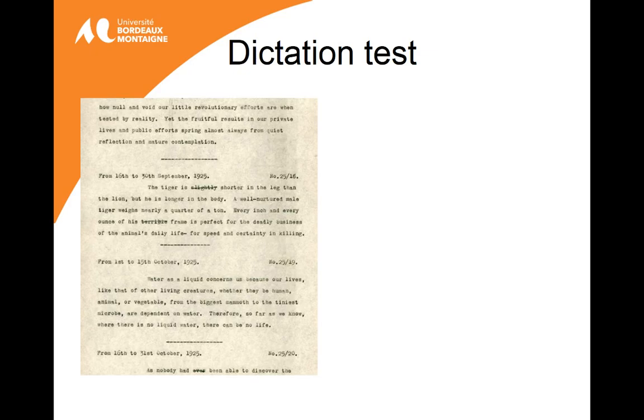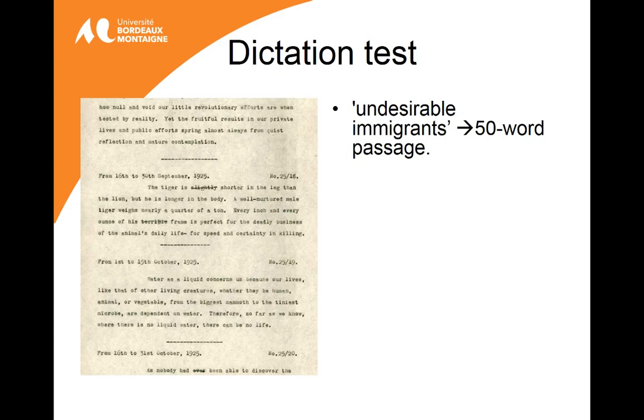So the dictation test was administered by customs officers at ports around Australia. Most people coming to Australia were not required to take the test, but those who were identified as undesirable immigrants were required to write out a passage of 50 words.